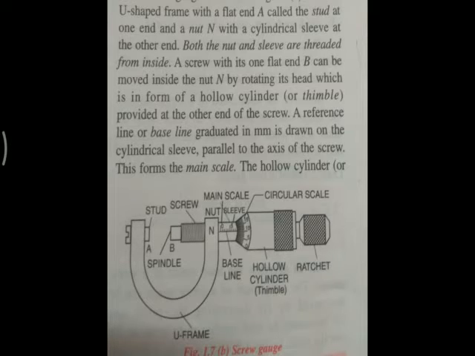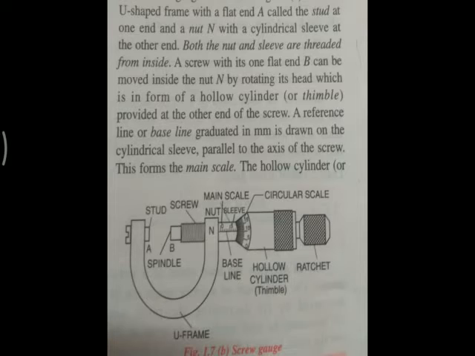As soon as the flat end B of the screw comes in contact either with stud A, or with the object in between, then we don't move the ratchet, and accordingly we do whatever calculation is needed. So further comes the main parts of the screw gauge. Over here we have seen it has a ratchet, a sleeve, a thimble, a main scale, and the circular scale.